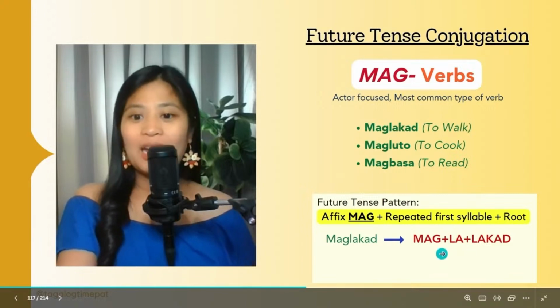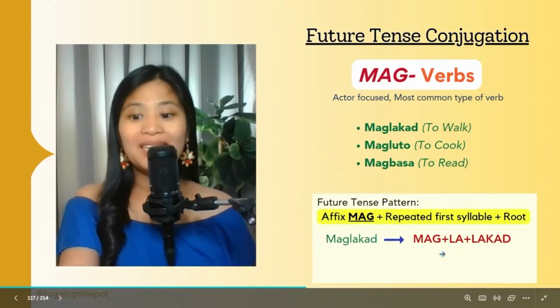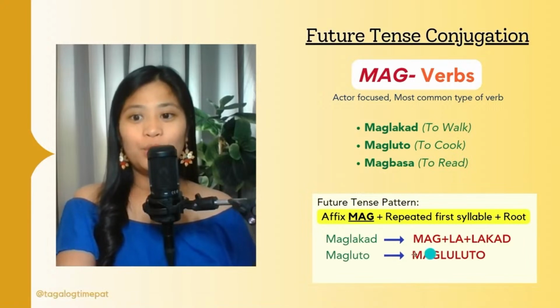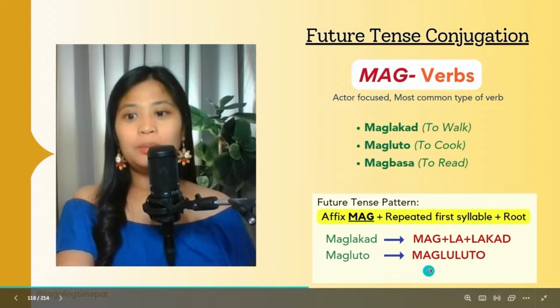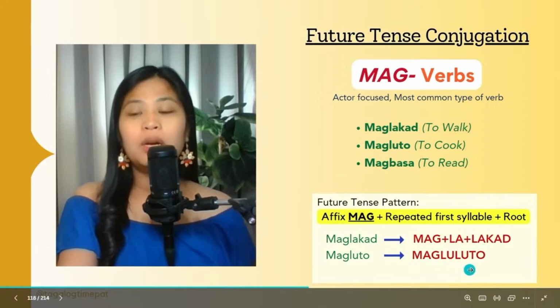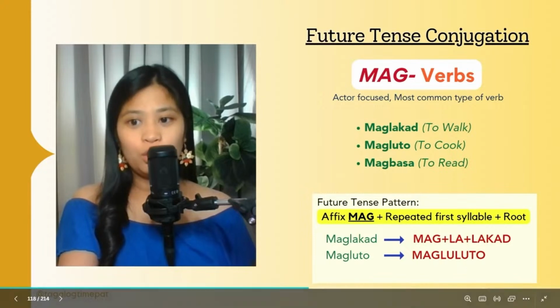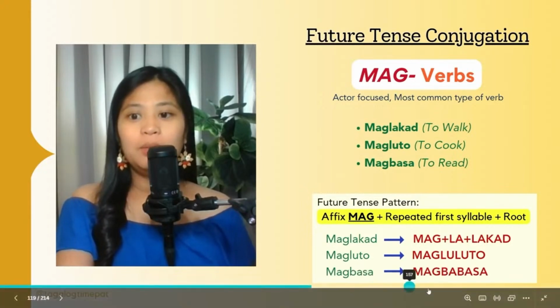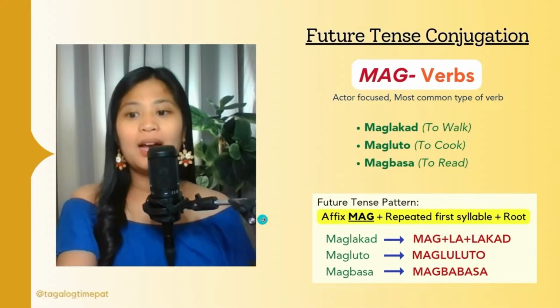So maglalakad ako, I will walk. Magluto, to cook, in the future tense will be magluluto. Again, the affix is mag, then there's the repeated first syllable, and then the root. Magluluto sila, they will cook. Lastly, magbasa, to read, becomes magbabasa. Magbabasa ako, I will read.